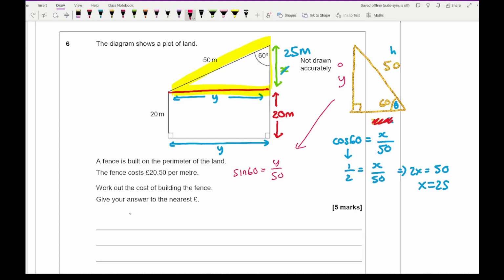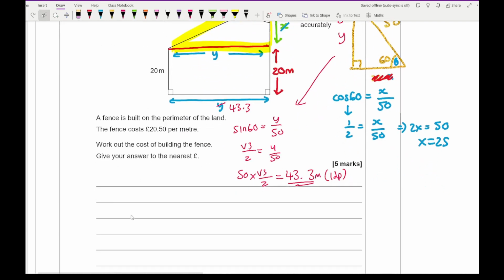Now sine 60 is another exact value of trig, which is root 3 over 2. So root 3 over 2 equals y over 50, so y is going to be 50 times root 3 over 2. Now this isn't a non-calculator paper, so I can just work it out. 50 times root 3 over 2 gives me an answer of 43.3 to 1 decimal place. So I can write that as 43.3.